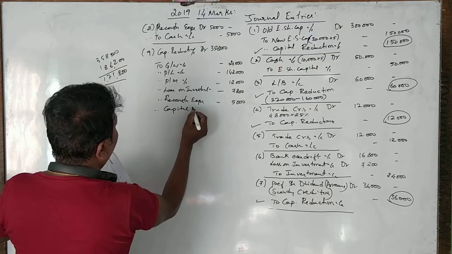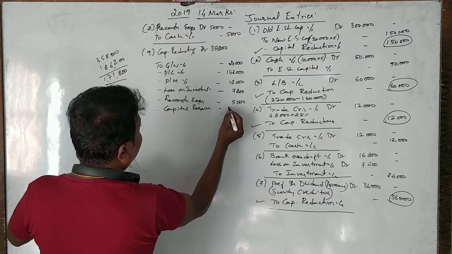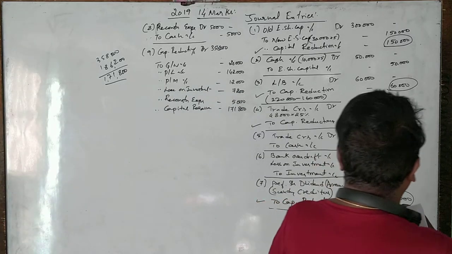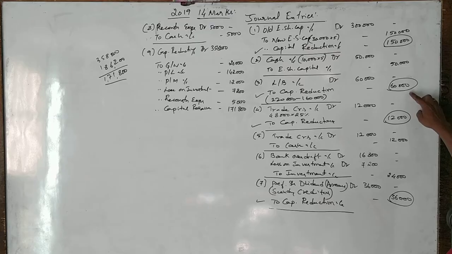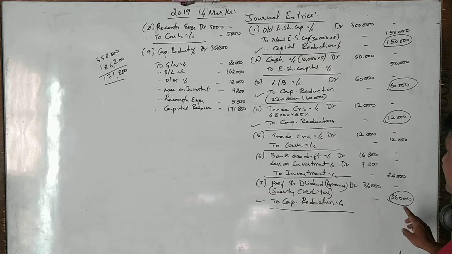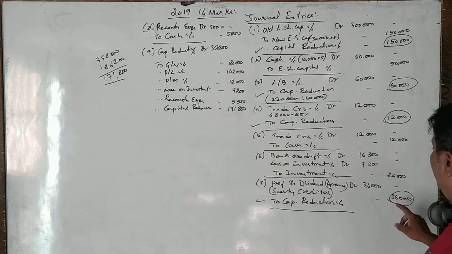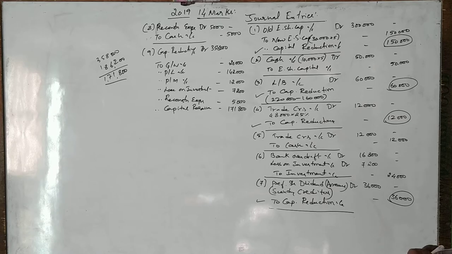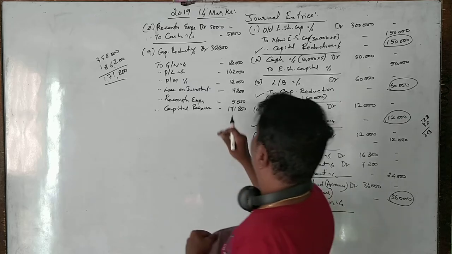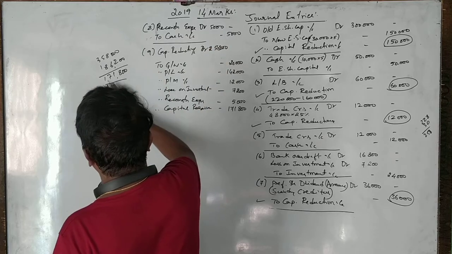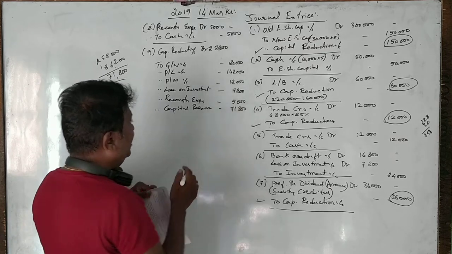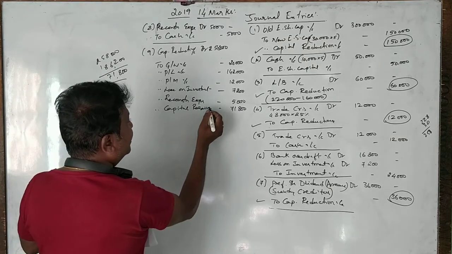The balance we can transfer to the capital reserve account. See guys, in the capital reduction account we have totally 1,50,000 plus 60,000 is 2,10,000, plus 12,000 is 2,22,000, plus 6,000 is 2,28,000, plus 30,000 is 2,58,000. So here, instead of 3,58,000, place 2,58,000. So that now, it is 2,58,000, and 71,800 rupees is what we need to transfer to the capital reserve account.